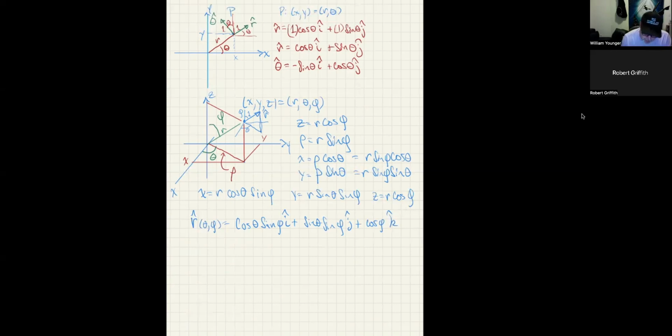And then theta hat would actually be in the XY plane. Actually, not that one at all. You would be best to represent it down here. This will be, say, theta hat. And you can see that, of course, this angle is the same as theta.